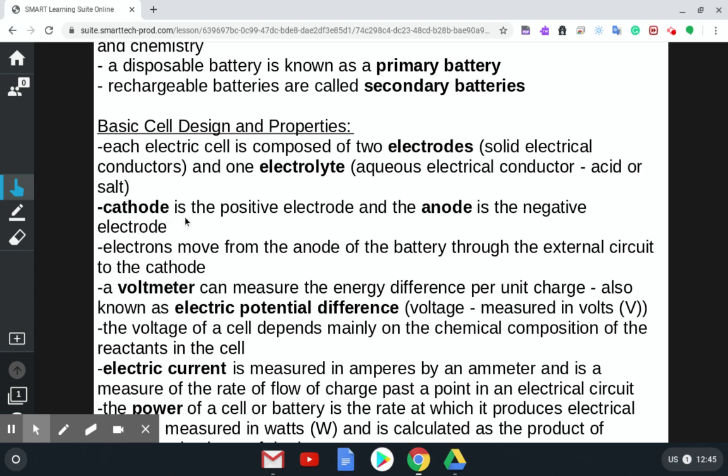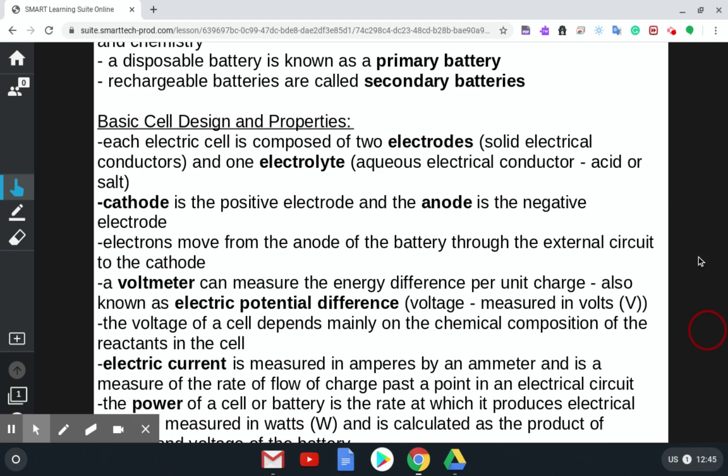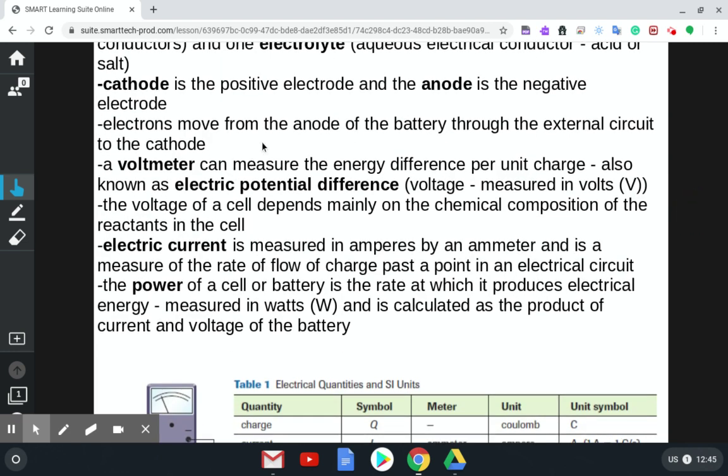The cathode is the positive electrode and the anode is the negative electrode. So of our two metals, one will always be positive and one will be negative. The way to remember cathode is positive is this t here, t meaning positive. Then anode is negative. If you know one, you should know the other. The electrons, when they're moving through a battery, always go from the anode through the external circuit to the cathode. That's why a battery only works when the cathode and anode are connected through some sort of external circuit.